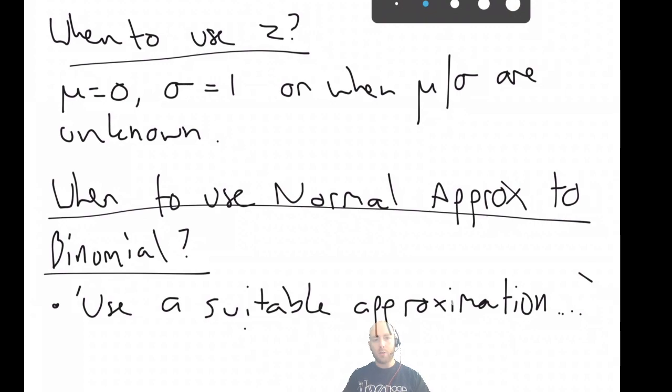Okay, when to use normal approximation to binomial. The only real surefire way is it will say use a suitable approximation. If they say that, the only approximation you guys know is the normal approximation to binomial. So that's a clue to use the normal approximation there. Yeah, so that's roughly how you know when to do different things, and you just get a feel for some questions as well.